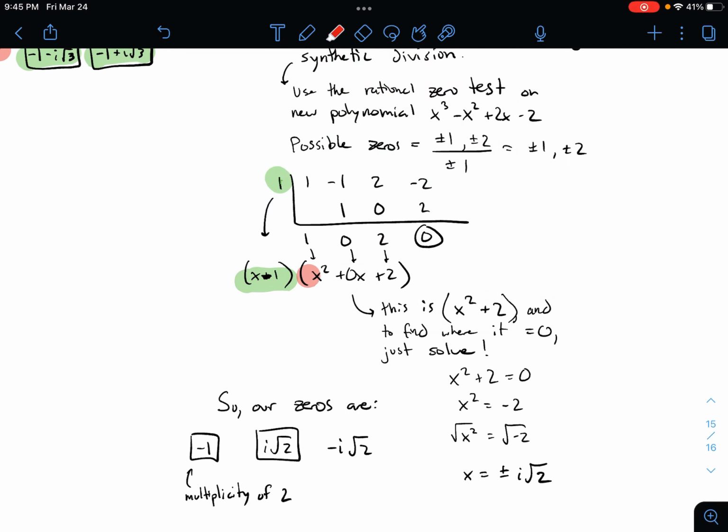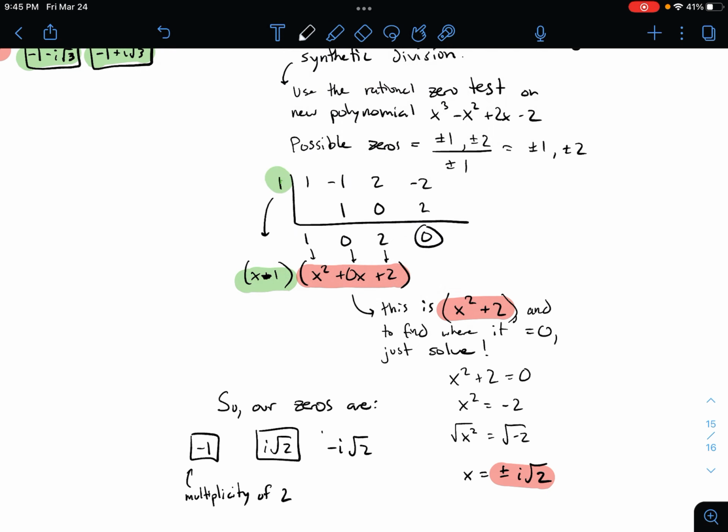So now I just have this trinomial remaining. And I don't really need the 0x there. I can just rewrite this as x squared plus 2. So with the x squared plus 2, I can set it equal to 0 and then solve. And when I solve it, we get plus or minus i square root 2.